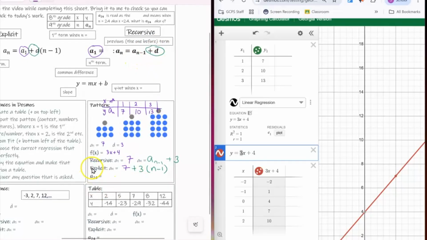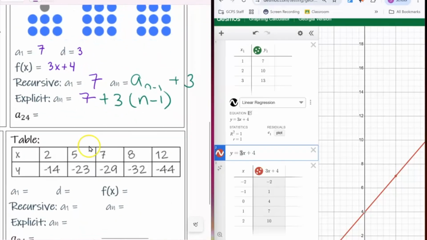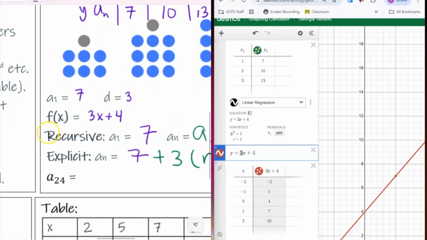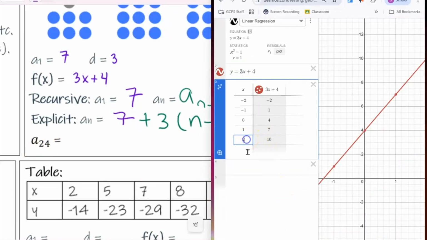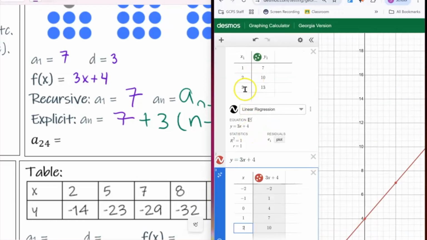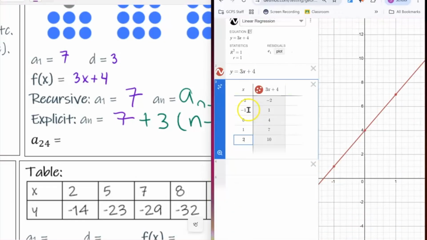And then finally, the last thing that I could ask you is, once you write a function, a recursive, or an explicit formula, what is the 24th term? So remember, we wrote this in your notes. A sub 24 just means when x is 24, what is y? So to find that, we're going to come to the table here, right? Not the one we entered, because if I do it here, it's not going to do anything, but the one after my equation. So this is telling the calculator, hey, I want to know what A 24 is.